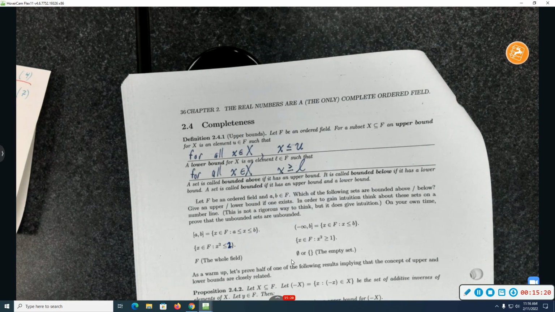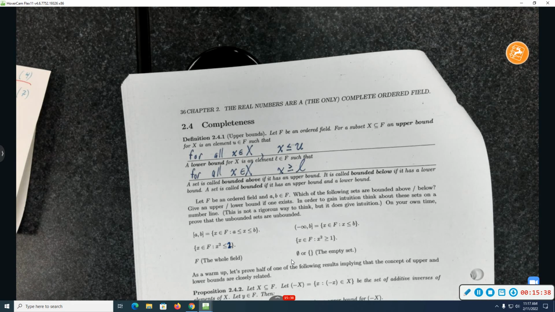So, a set is called bounded above if it admits an upper bound. It's called bounded below if it admits a lower bound. It's called bounded if it's bounded above and bounded below. So let's see some examples.